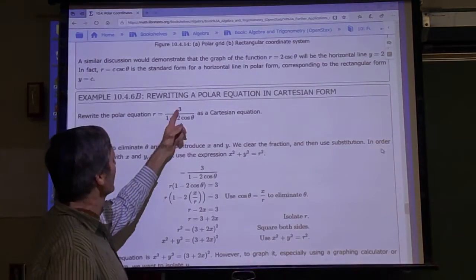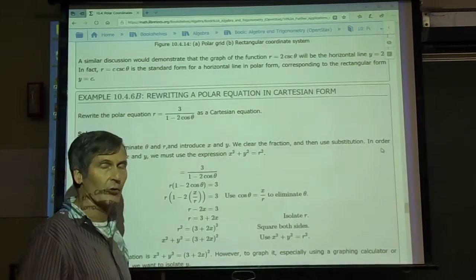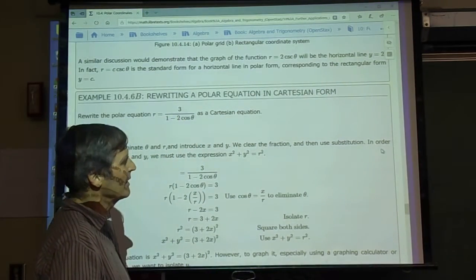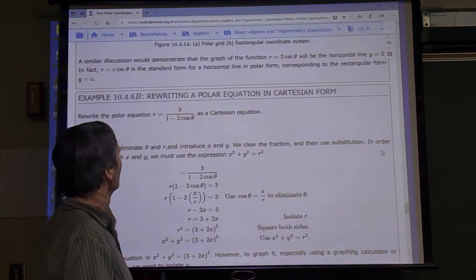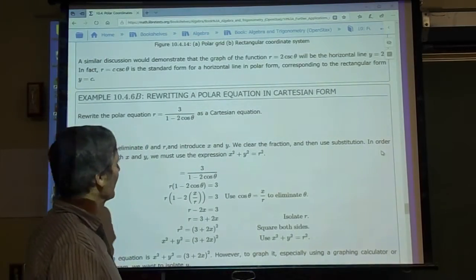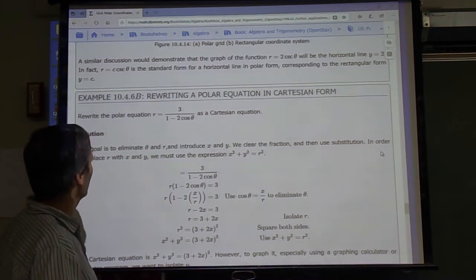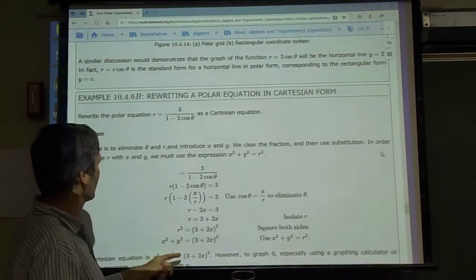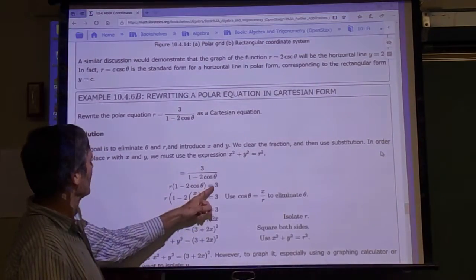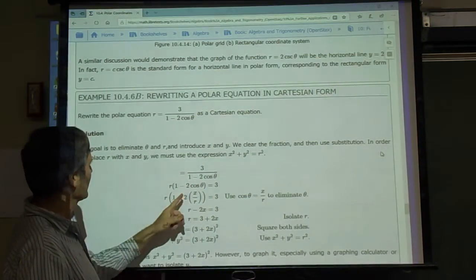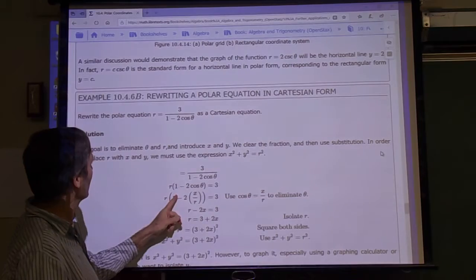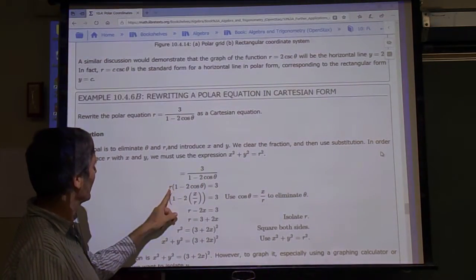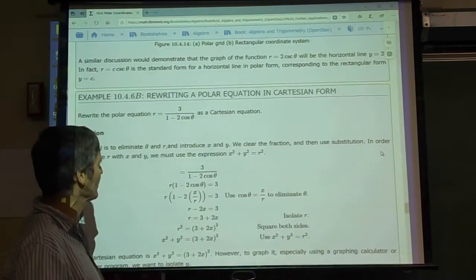How about this one? r equals 3 over 1 minus 2 cosine theta. I said orbital mechanics are very interesting. This is actually one of the equations that appears in making orbits, this kind of a thing. You'll see it if you take calculus. How can I convert that? Well, let's see. 3 over 1 minus 2 cosine theta equals r. And so I multiply through by 1 minus 2 cosine theta. You get r times 1 minus 2 cosine theta equals 3.